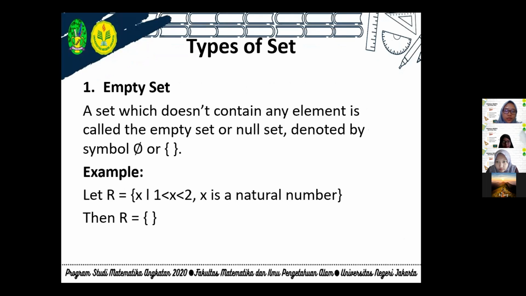And there are also types of sets. The first one is the empty set. A set which doesn't contain any element is called the empty set or null set, denoted by a symbol like a circle with a cross line, or curly brackets. Example, R is the set of all x such that x is more than 1 and less than 2, and x is a natural number. Then R is the empty set.